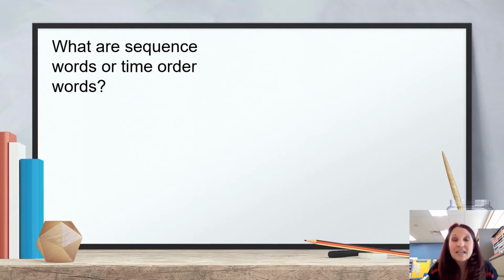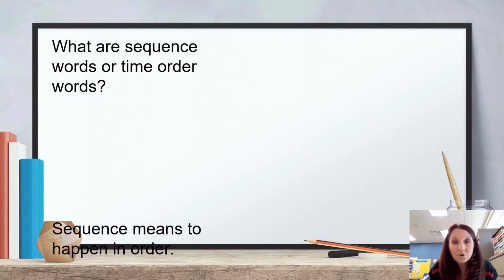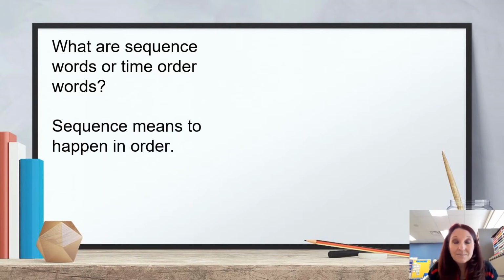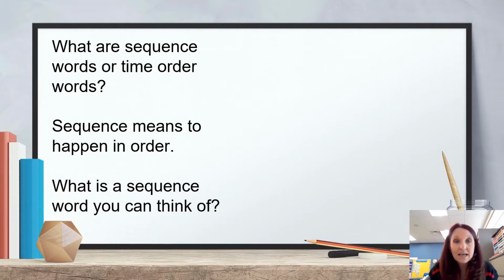So what are sequence words or time order words? Well, sequence means that things happen in order. There's a special order that events happen or steps in a technical process. So I want you to think, what is a sequence word that you can think of? I just gave you a few seconds earlier. So think, what is a sequence word you can think of?